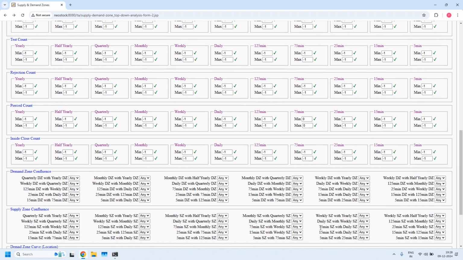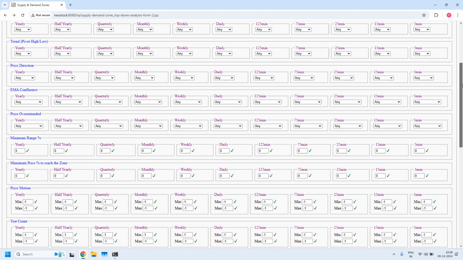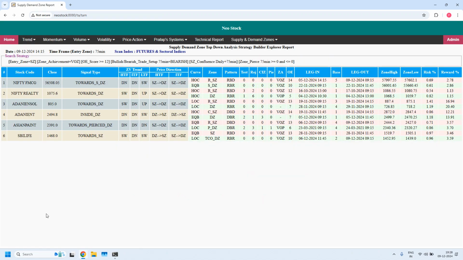So that is 75 minute supply zone with daily supply zone confluence filter is enabled. With this filter we got 6 stocks. In all these 6 stocks, the 75 minute supply zones are part of the daily supply zone. And the daily trend is down. If these daily supply zones are having daily EMA confluence, they are even more high probability trade setups.